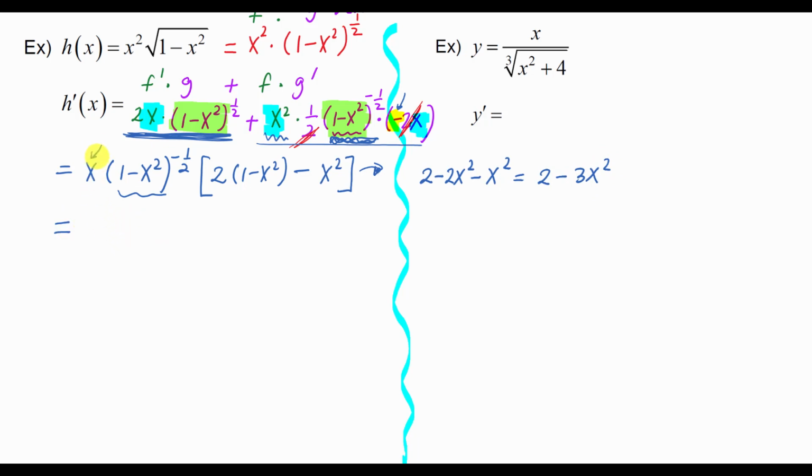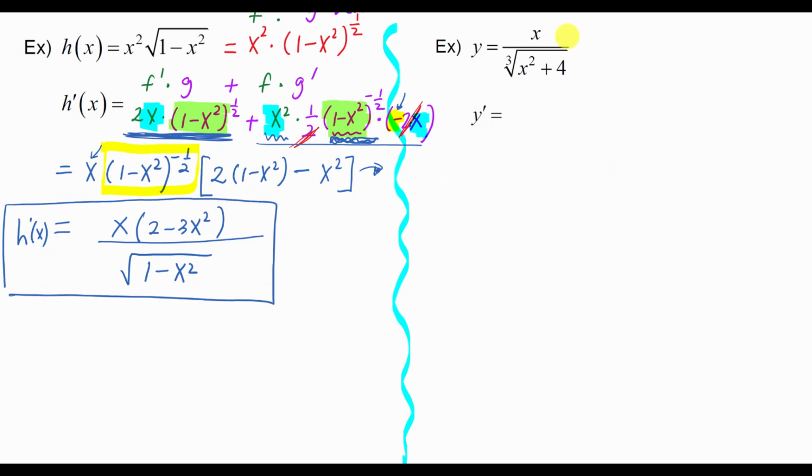So that's what I'm going to put in the bracket when I write the answer down. So this is a numerator, and this will go to the denominator, and this is still a numerator factor. So my answer will be x times 2 minus 3x squared. And when this factor goes to the denominator, you can turn it into the square root. So that's going to be the square root of 1 minus x squared. And that is the very simplified answer for your h prime of x.